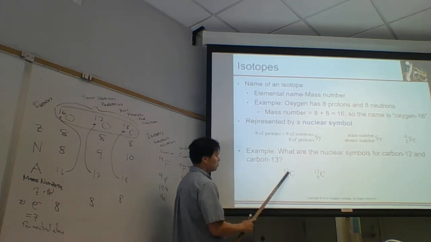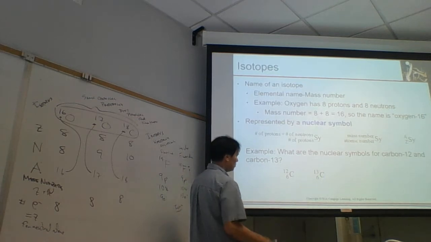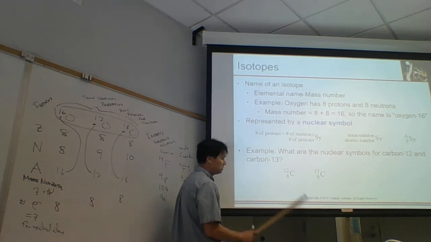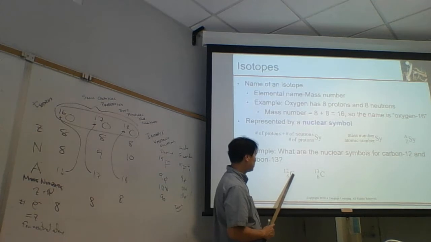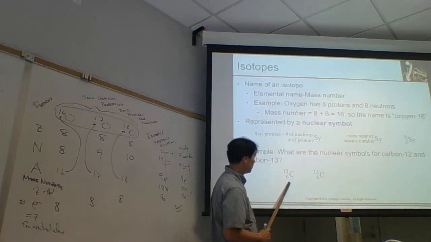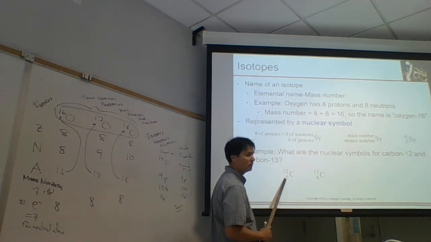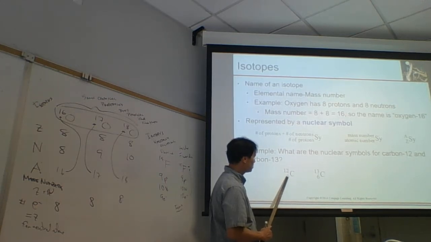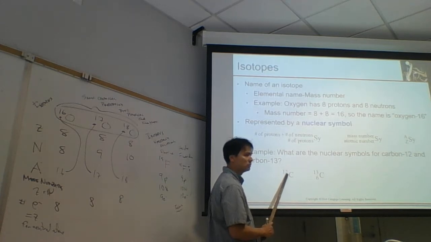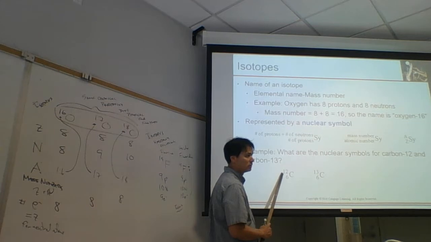This is called carbon-12. This is called carbon-13. What's the difference? The difference is just one neutron. For example, carbon-12 will have 6 protons and how many neutrons? 6 neutrons. And 6 protons and 6 neutrons will give us a mass number of 12, 6 plus 6.